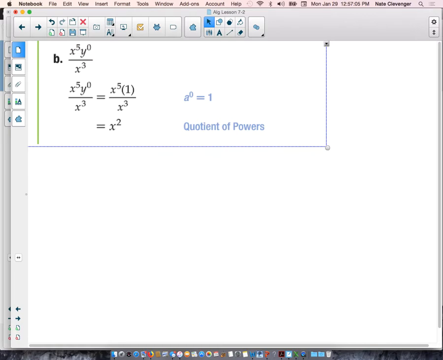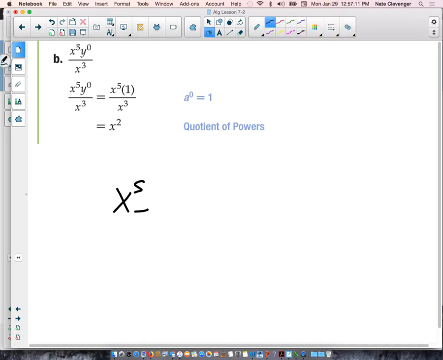And so it's just x to the 5th over x to the 3rd. That simplifies to x to the 2nd. The y to the 0th goes to 1, so I just left it off. And if we were adding exponents when we multiplied, then what would we do when we were dividing? You would subtract. Good job. So that would be 5 minus the 3 on the bottom, so that's x squared.